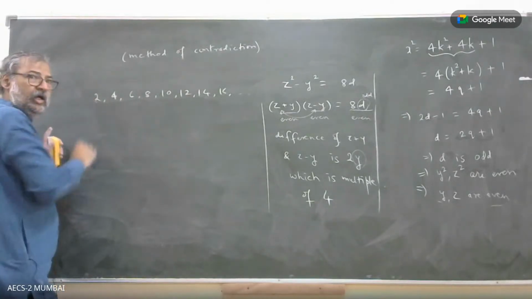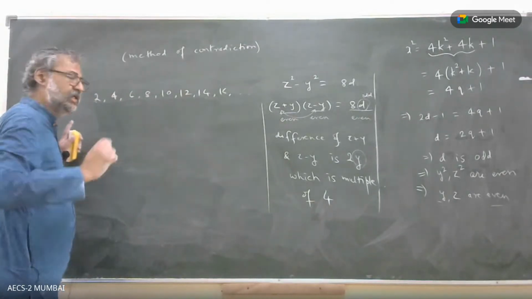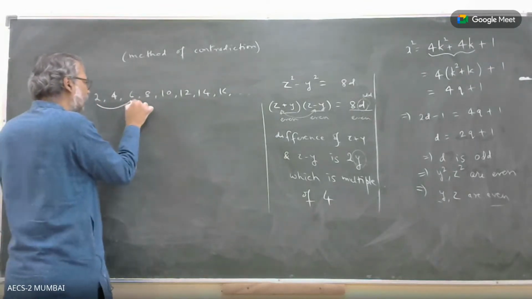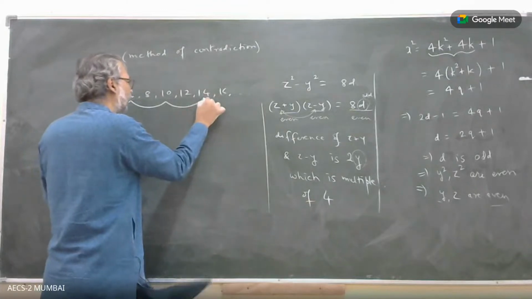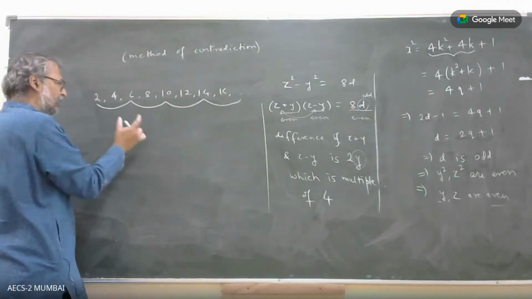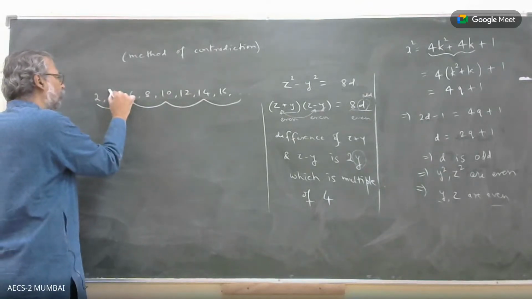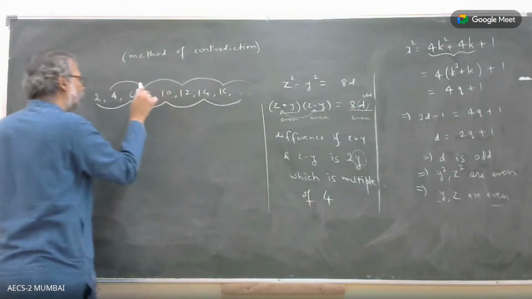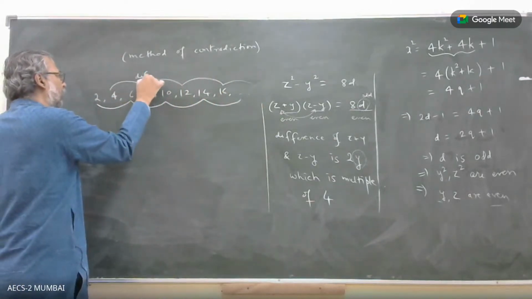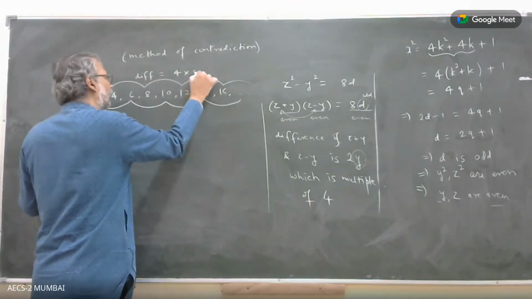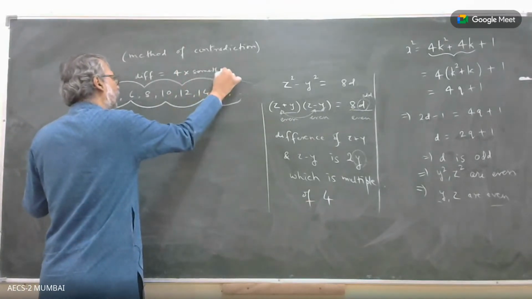Okay. So what are these? 2, 6, 10, 14, 18, and so on. They all have differences which are multiples of 4. Or 4, 8, 12, 16, and so on. They also have differences which are multiples of 4, right?